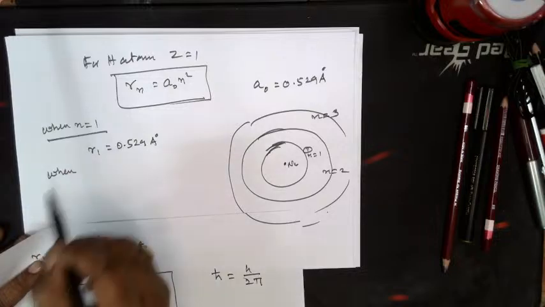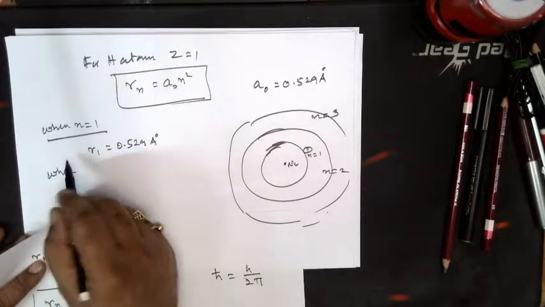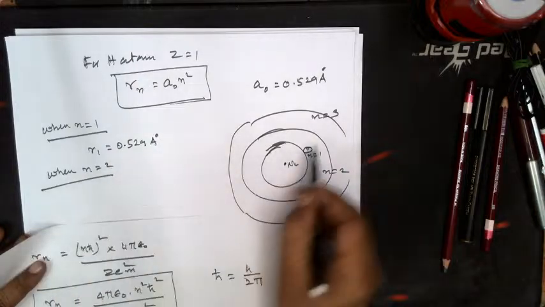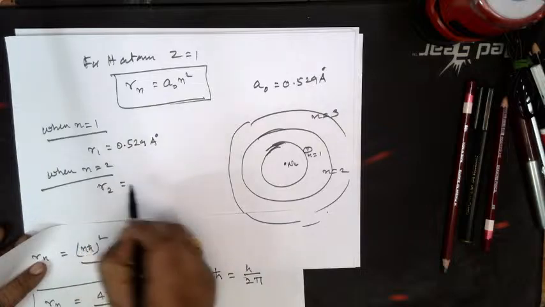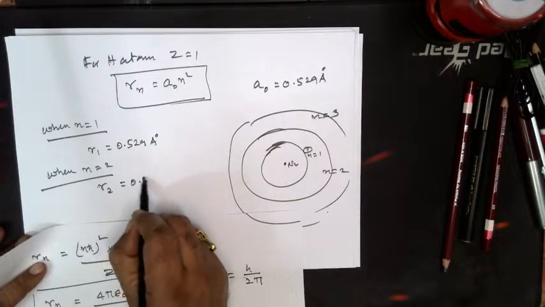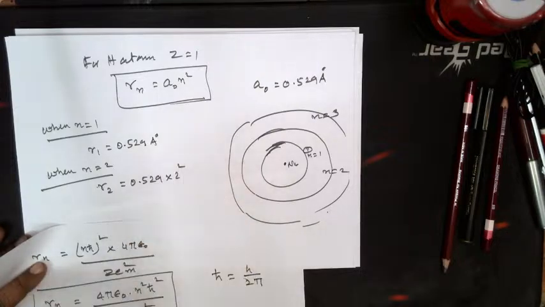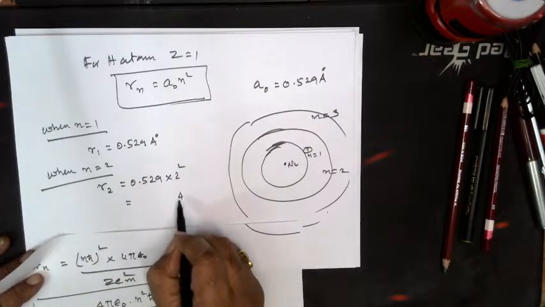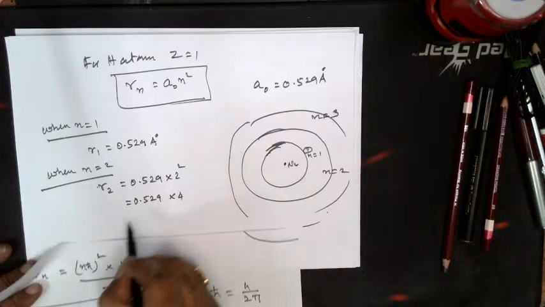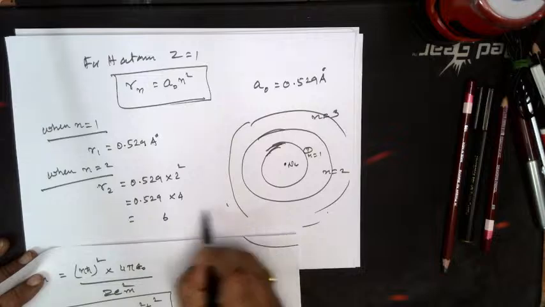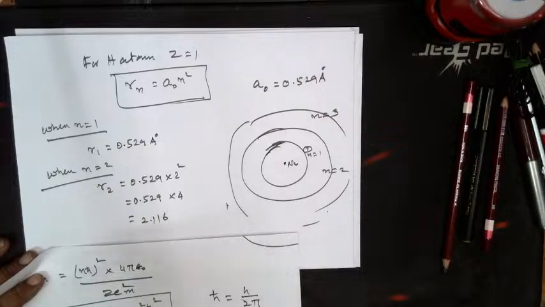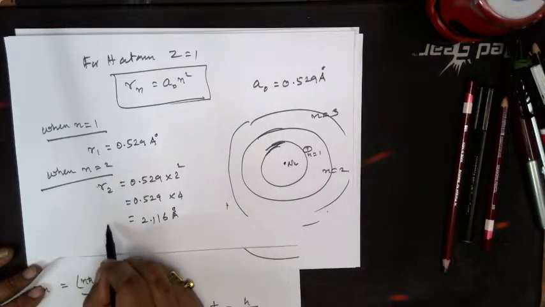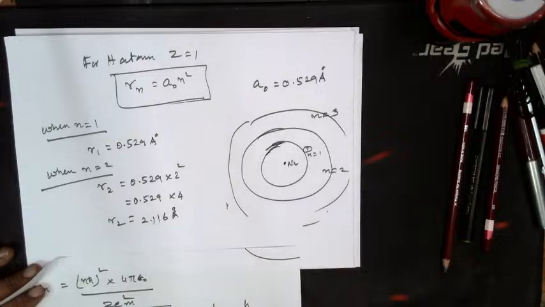Now this is all applicable for hydrogen. When n is equal to 2, that is, it is traveling in the second energy level or second orbit, you have to put R2 is equal to 0.529 into 2 squared, correct? So that is equal to 4 into 0.529. So 4 nines are 36, balance 3, 8, 11, balance 1, 20, 21. So 2.116 Angstrom. This much Angstrom is R2.